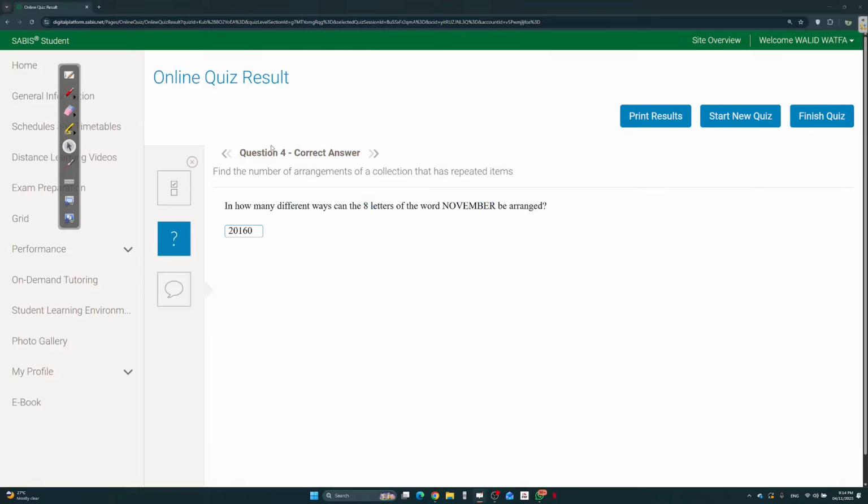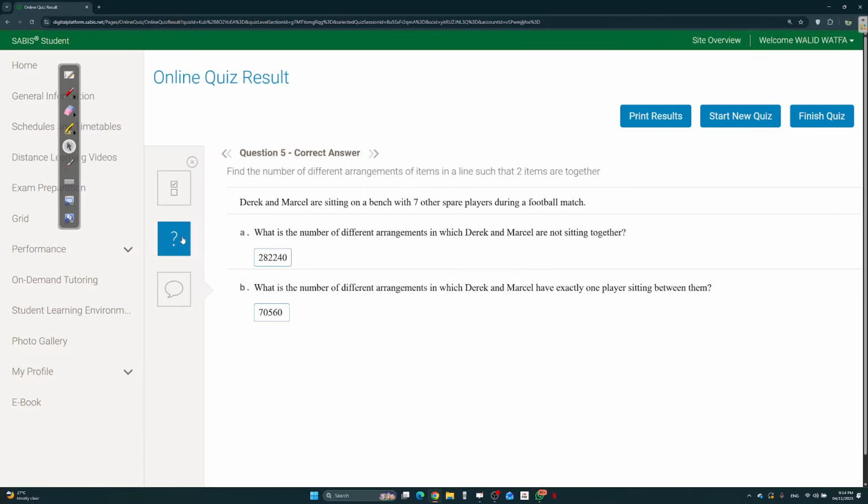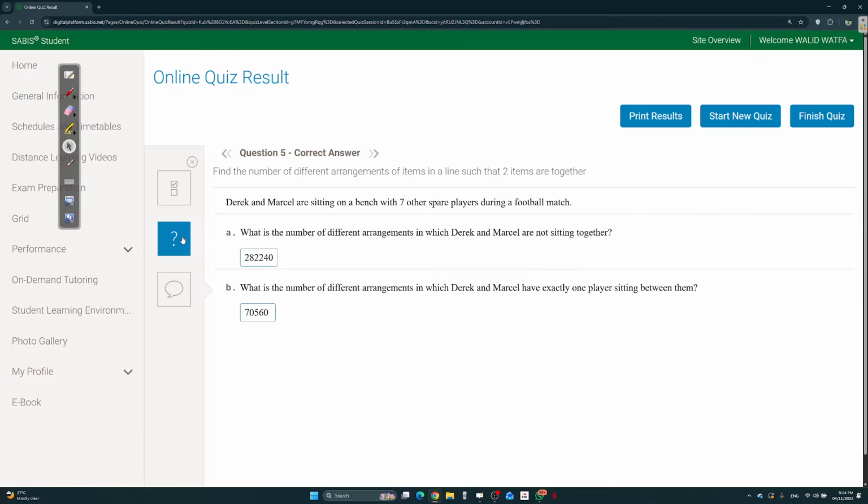Cool. Question 5. We're flying through these. Derek and Marcel are sitting on a bench with 7 other spare players during a football match. What's the number of different arrangements? What's the number of different arrangements in which Derek and Marcel are not sitting together?